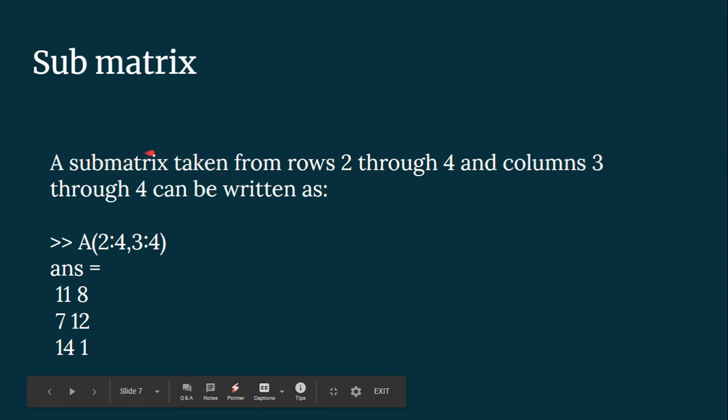Now here I have shown a submatrix. This is a submatrix which is taken from the given matrix from rows 2 through 4 and columns 3 to 4. How can it be written? This is the way to write: A of 2:4, comma 3:4. That means this will take the matrix from A, where A is the main matrix, and create a submatrix which carries the elements of the second row to fourth row and the elements of columns 3 and 4. So this is the answer we got from this submatrix operation: 11, 8, 7, 12, 14, 1, this is the value of the submatrix.